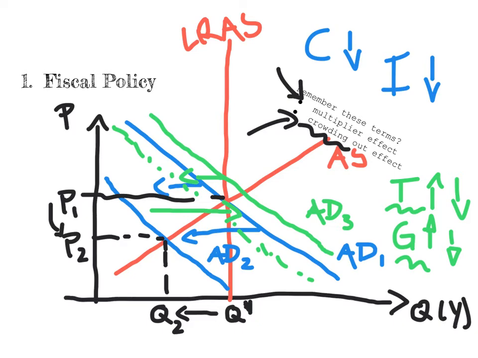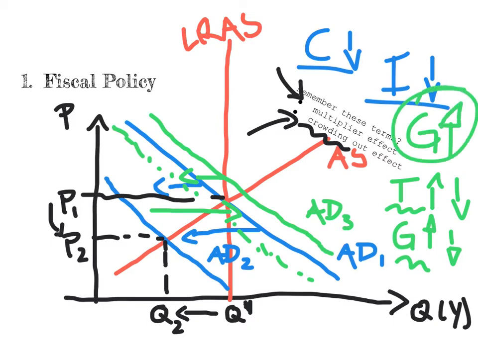So we have said C has gone down, I has gone down, but as a result of the stimulus bill, G has gone up massively, right? And with the effect, hopefully, of buffering some of that reduction in aggregate demand that has led to and will lead still to this drop in output, right? Okay.